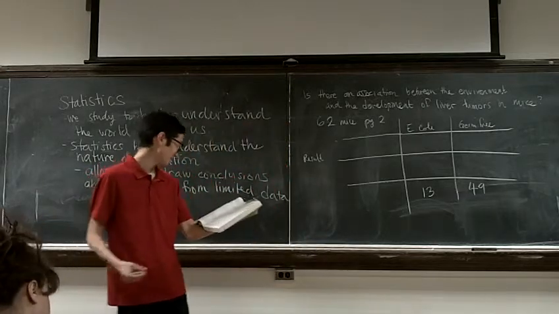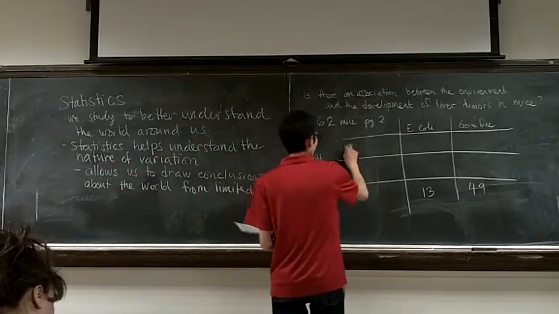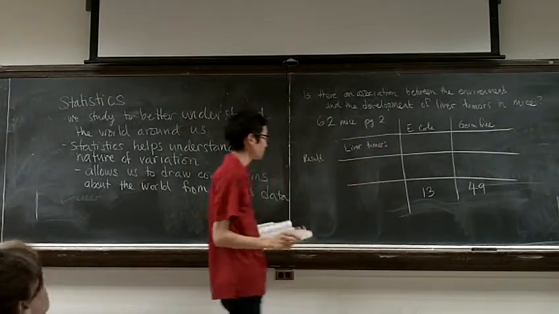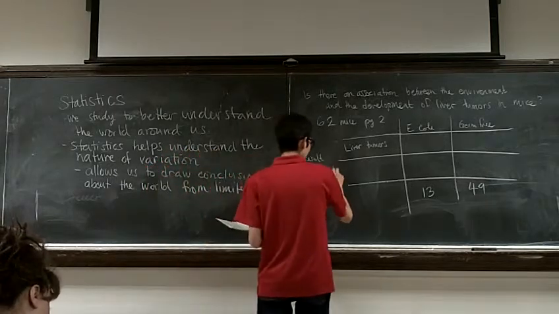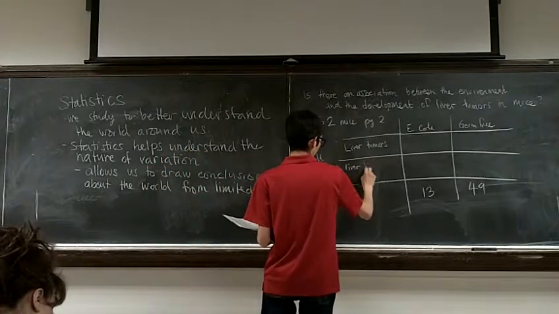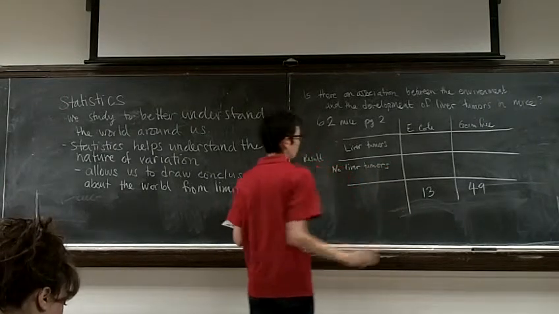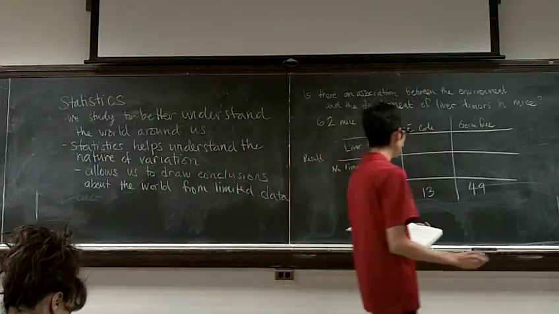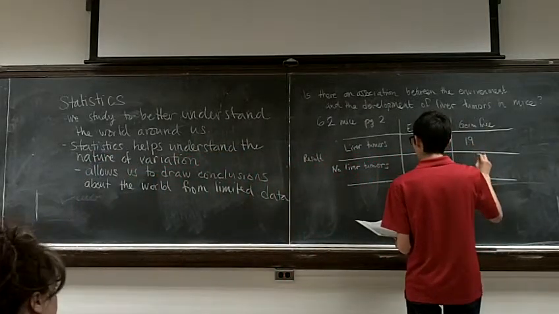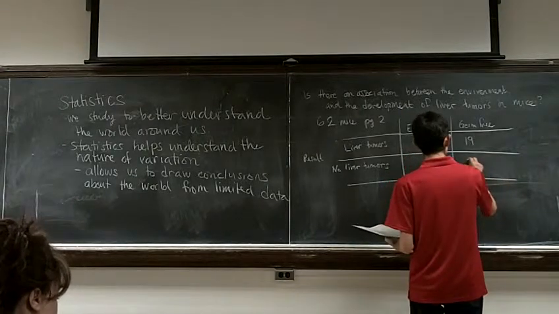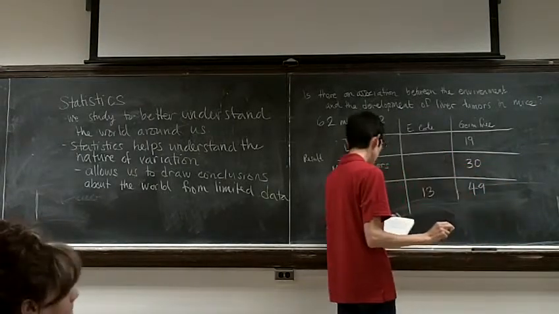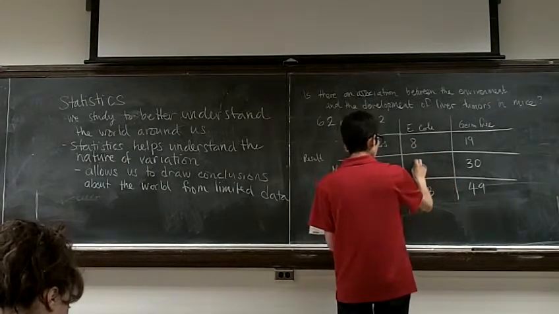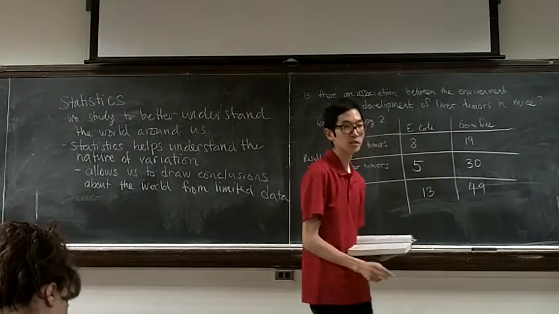Okay, but some had liver tumors and others did not. Okay, so in those in the germ-free environment, 19 developed liver tumors, where 30 did not. And those that were in the E. coli environment, 8 of them developed liver tumors, and 5 did not. Okay.